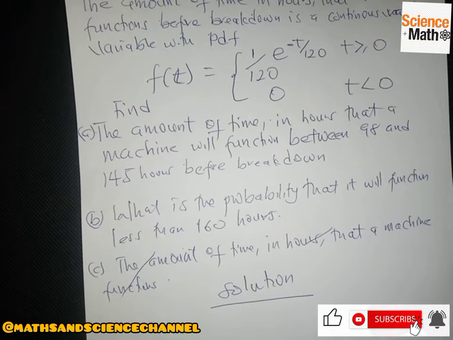So we are given some kind of boundaries, right? A boundary between 98 to 48 hours, and basically this is a PDF, so we can go straight to find the integral of the function with the given boundary conditions 98 and 48 hours. So let's quickly do that.